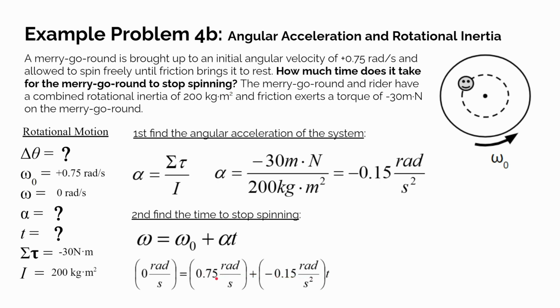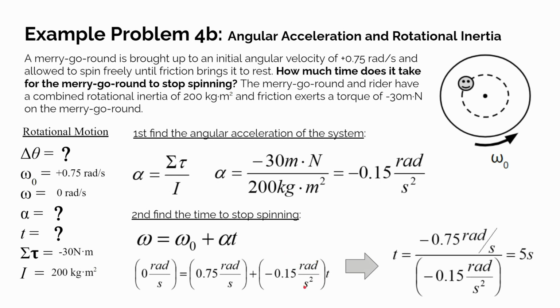So we're going to subtract 0.75 radians per second from each side, and then divide by negative 0.15 radians per second squared. Do a little bit of algebra to solve for time. Time turns out to be just 5 seconds.